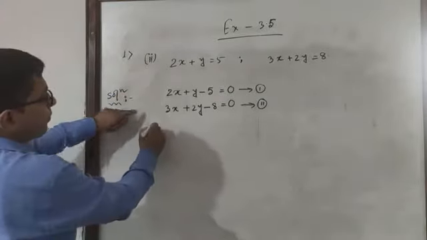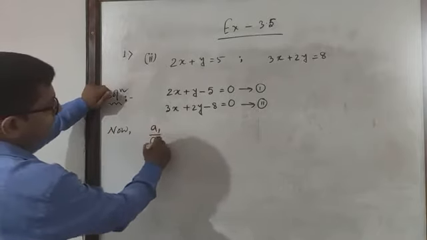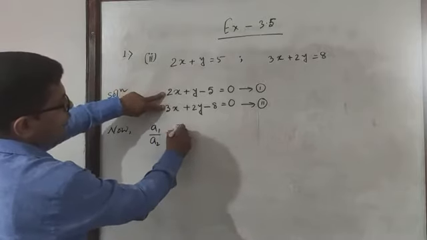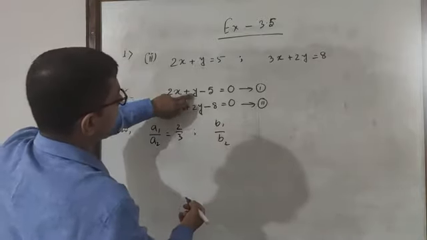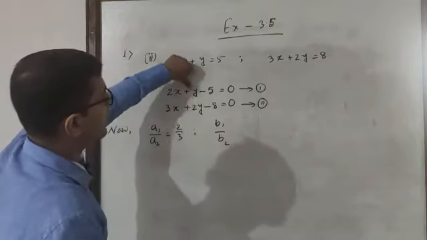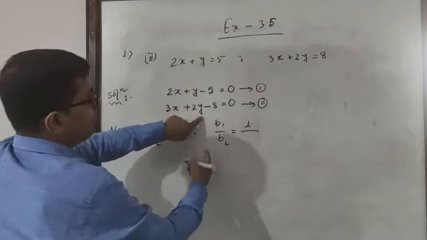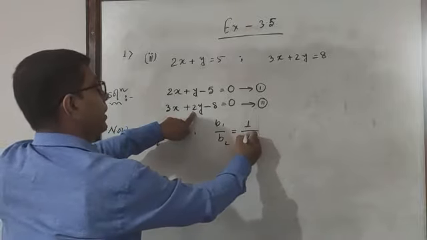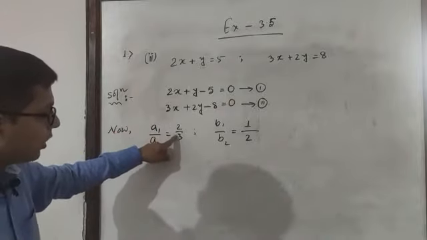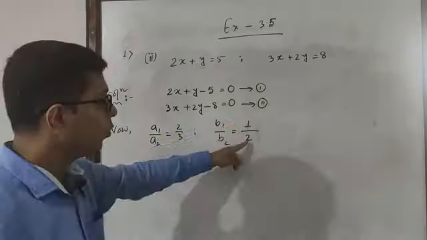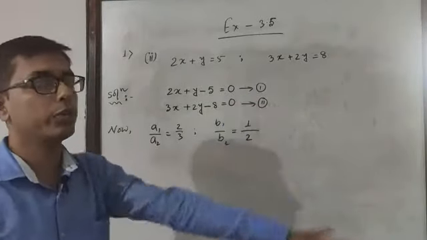For which, now a1 by a2. What are a1 by a2 here? 2 by 3. b1 by b2. This is what is b1? Y का coefficient क्या है यहाँ पे? That is 1. What is coefficient of b2? Y in the second equation, that is b2, that is 2. Now we have noticed that it is a1 by a2 and we have 2/3. b1 by b2 we have 1, that is half. They are not equal, so we need not to go for the third one.